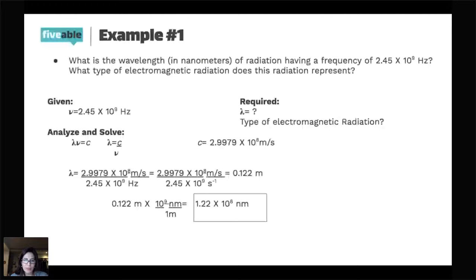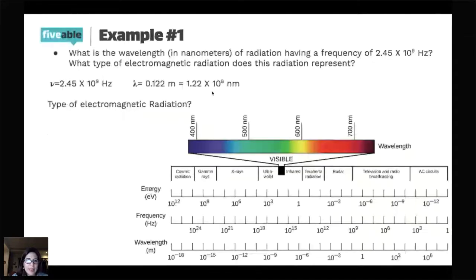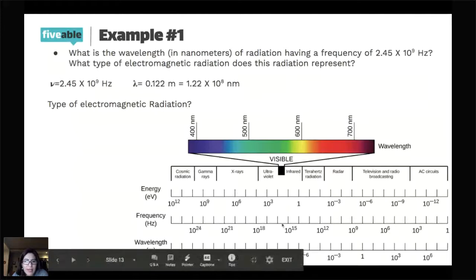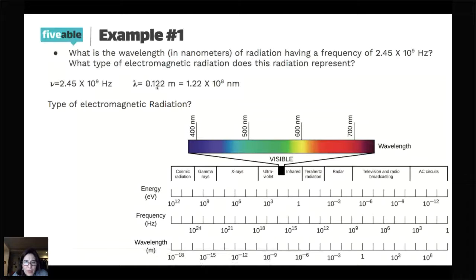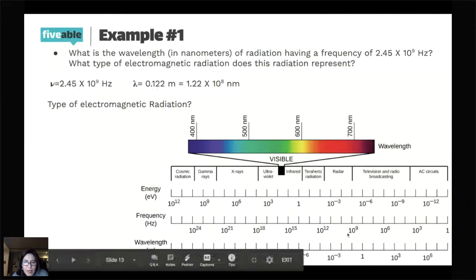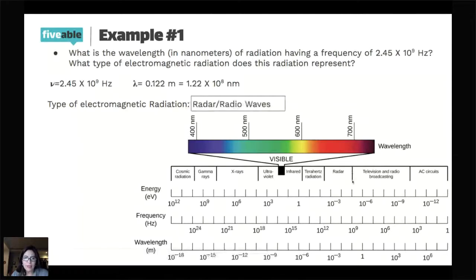Okay, it's pretty simple and straightforward, right? Once we have our values of wavelength and frequency, we can check which type of electromagnetic radiation this represents. So we go to the value of 10 to the 9 hertz, and the wavelength of 10 to the -1 of a meter, and we are in this area. So we are in the area of radar or radio waves.